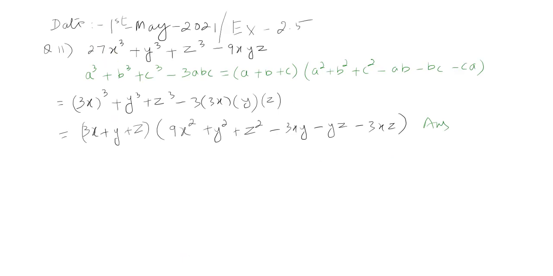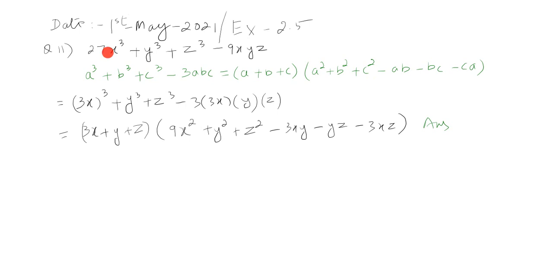So first I've written the question: 27x cube plus y cube plus z cube minus 9xyz. Instead of 3, this is minus 9. I'll tell you why. Now I have written the identity in terms of a, b, c: a cube plus b cube plus c cube minus 3abc. Then the factors start with a plus b plus c, then a square plus b square plus c square minus ab minus bc minus ca.